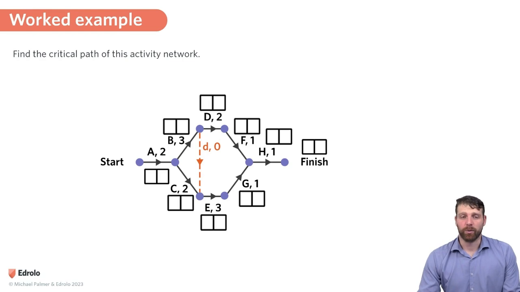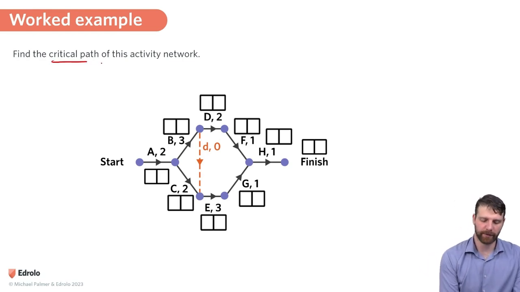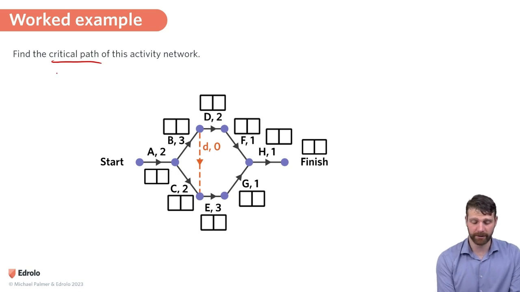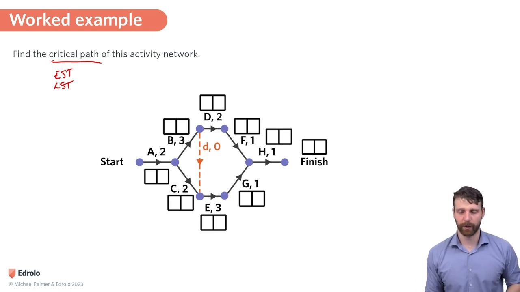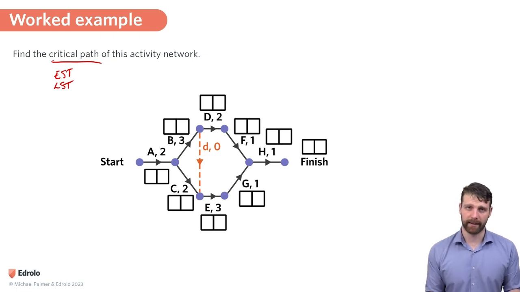Okay, here's a worked example. We've got to find the critical path of this activity network. If I'm asked to find the critical path, I know that I need to do EST and LST before I'll be able to determine it. That's why we looked at each of those before we looked at this one. You can also see I've got a dummy activity in here, and I want to see how that influences finding the LST and the EST.